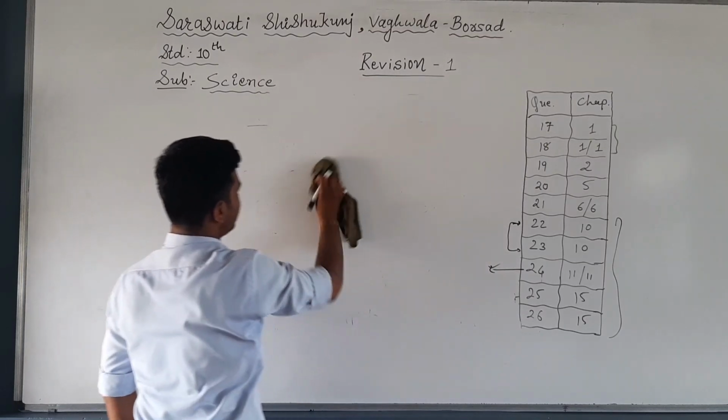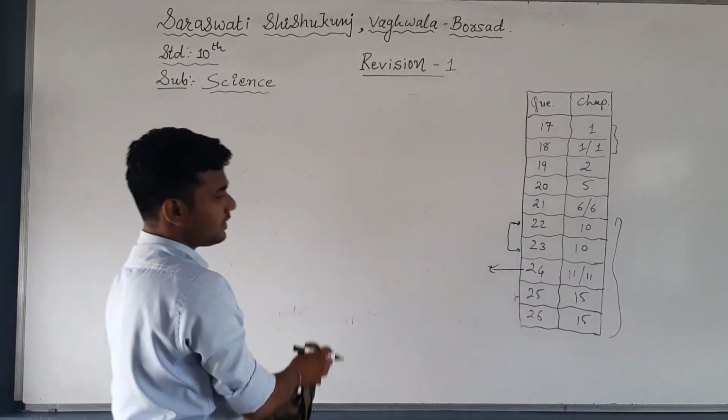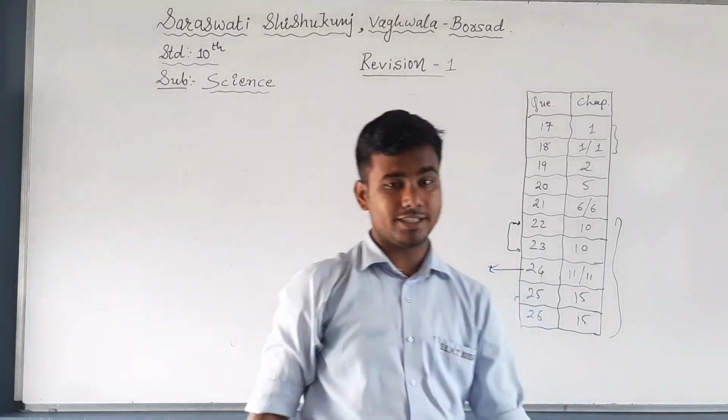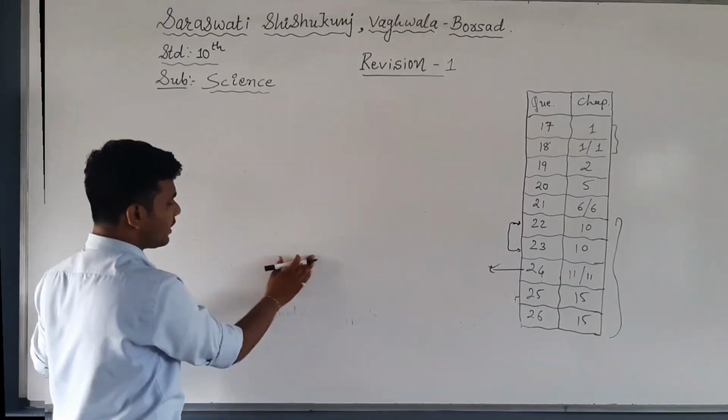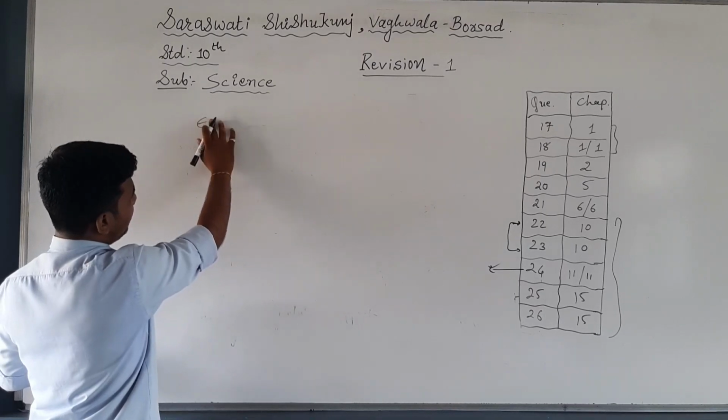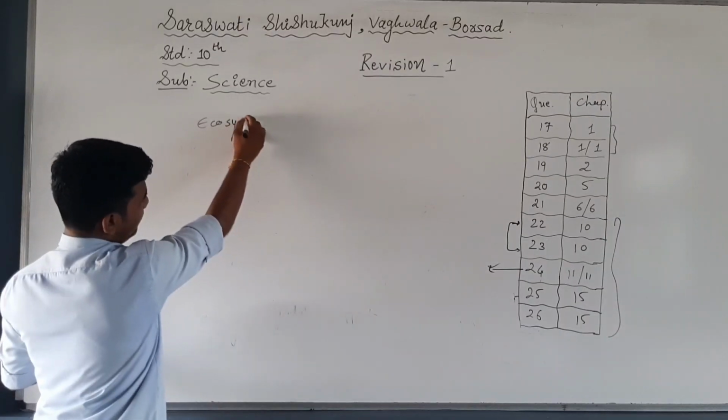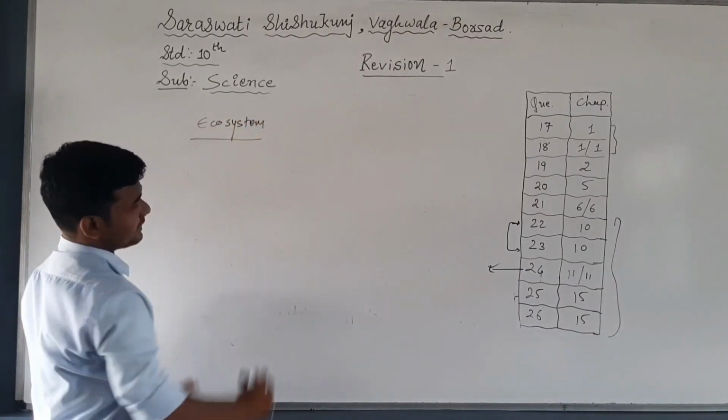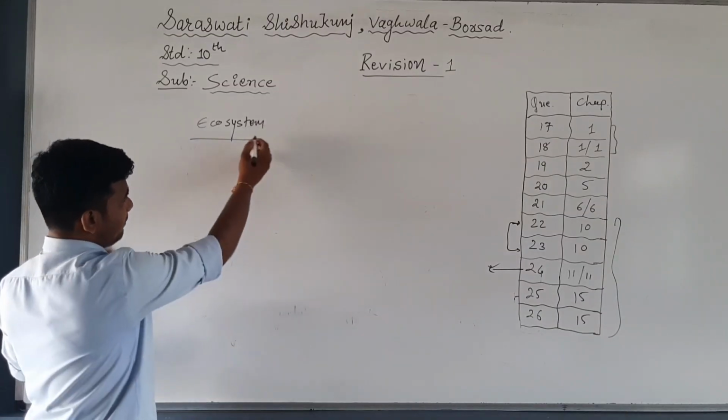Earlier we completed this chapter 15, so I don't think you are having any difficulties in it. But there are some important topics for environment. After environment, what is called ecosystem, right? So the definition of ecosystem. What is called ecosystem? It can be asked to us.